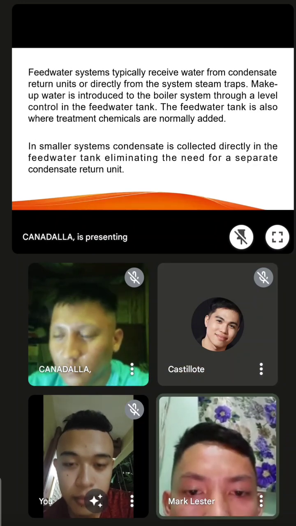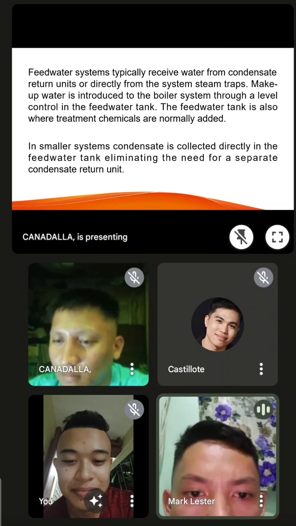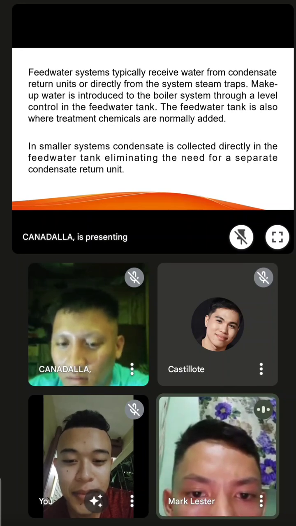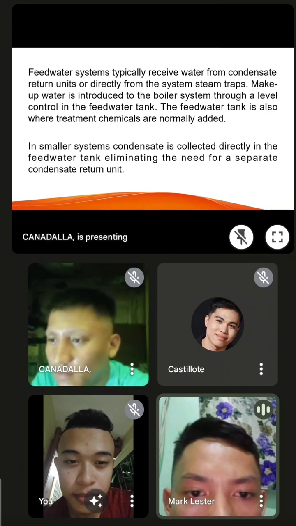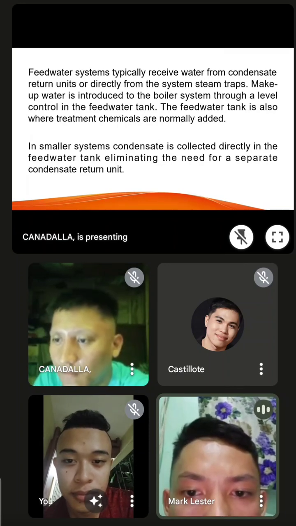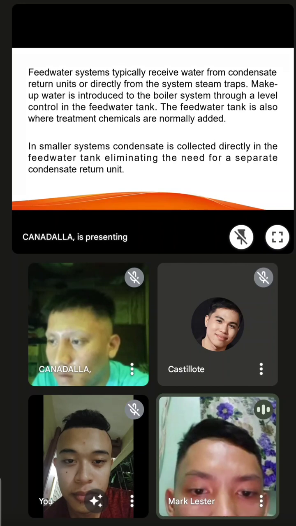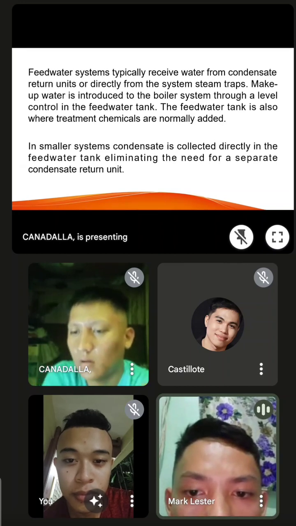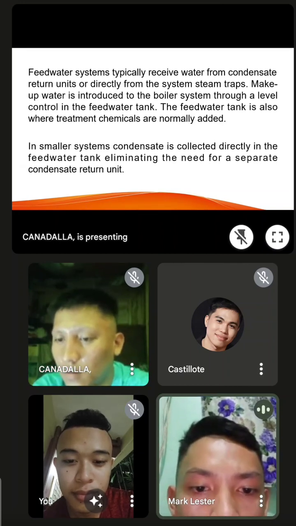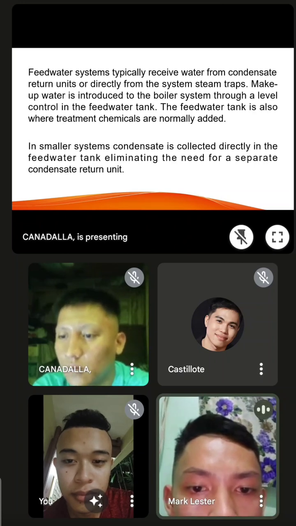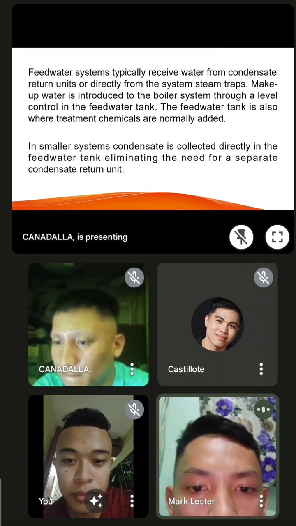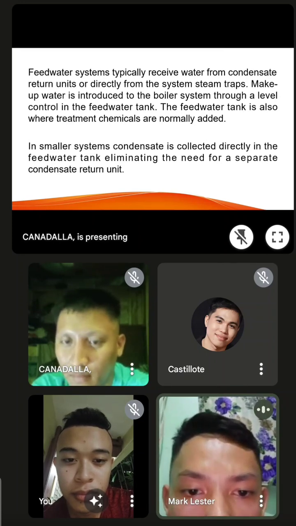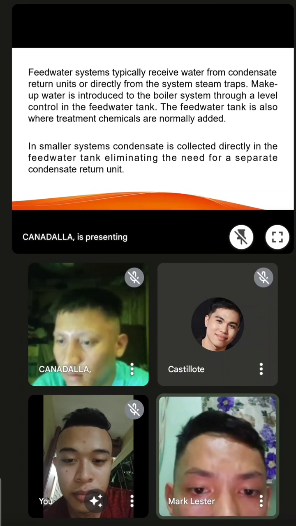A feedwater system typically receives water from condensate return units or directly from the system steam traps. Make-up water is introduced to the boiler system through a level control in a feedwater tank. The feedwater tank is also where treatment chemicals are normally added. In smaller systems, condensate is collected directly in the feedwater tank, eliminating the need for a separate condensate return unit.